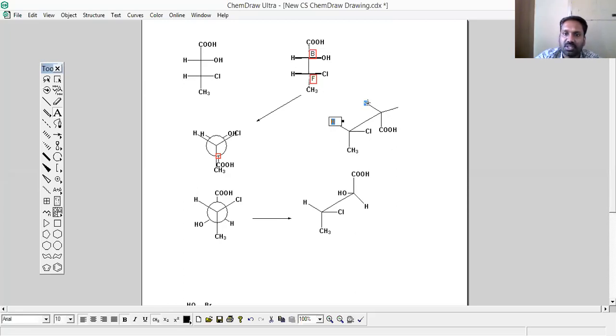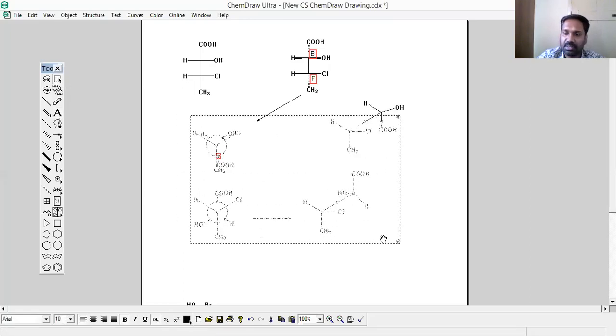It should be H here, is it not? And what is here? OH. Okay, fine. So this is the eclipsed conformation. So Fischer is now converted to eclipsed. Eclipsed, you can convert into staggered by rotating this C-C bond 180 degrees, not Celsius, 180 degrees. Any questions now? Any questions now? No, sir. Okay.